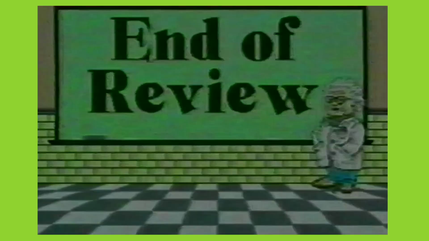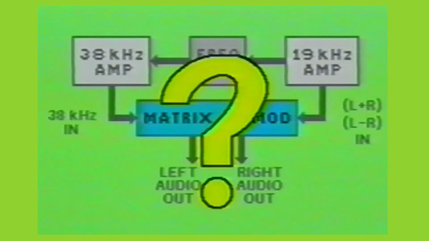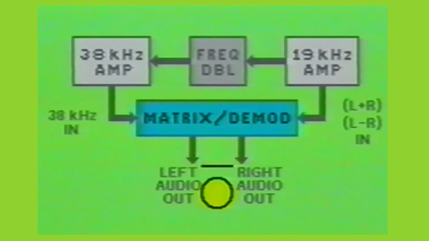The matrix demodulator, also called the demultiplex section of an FM receiver, is usually enshrouded in mystery as to the way it separates the left and right audio channels from the composite audio waveform. This portion of the video will remove all mystery of the inner workings of the FM matrix decoder.